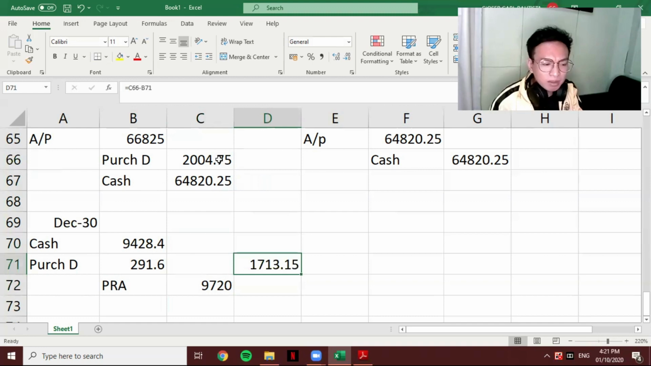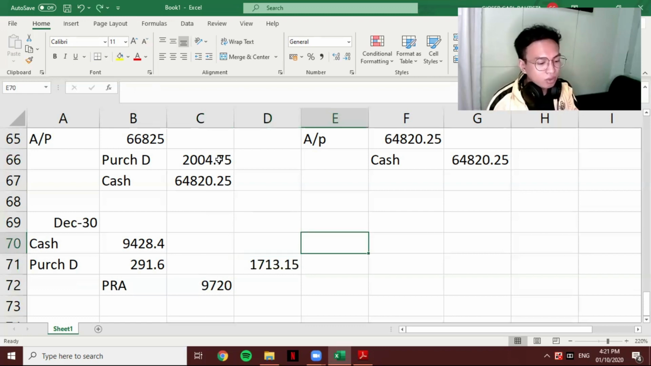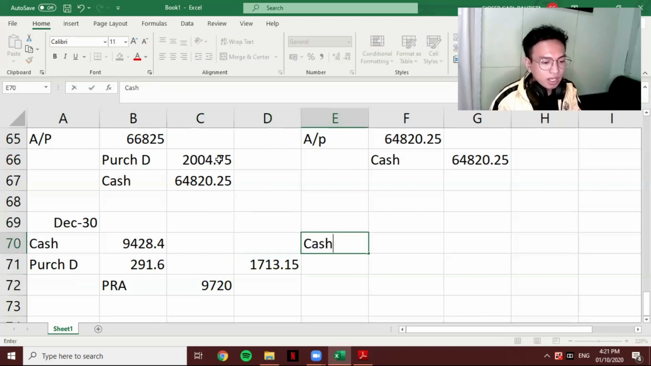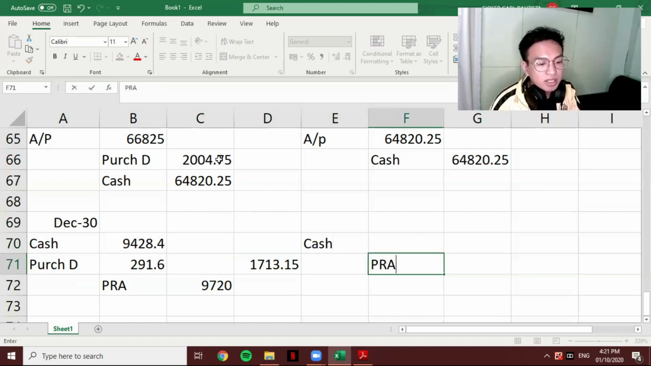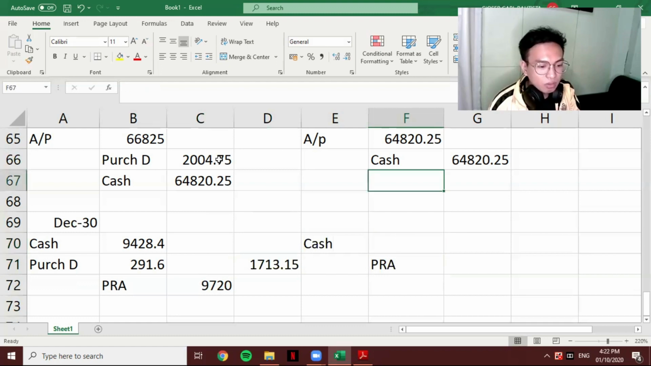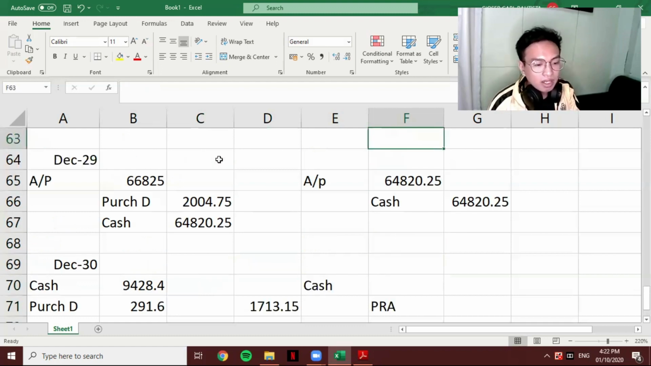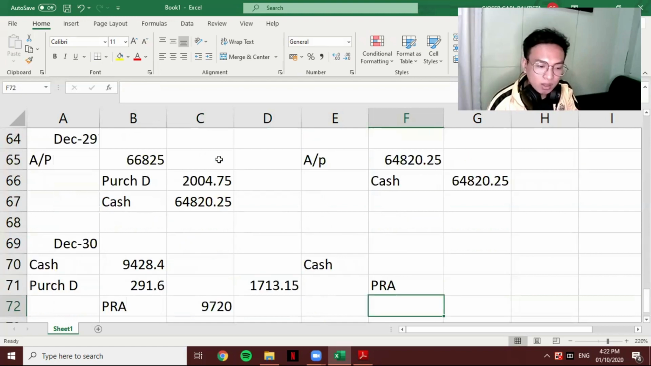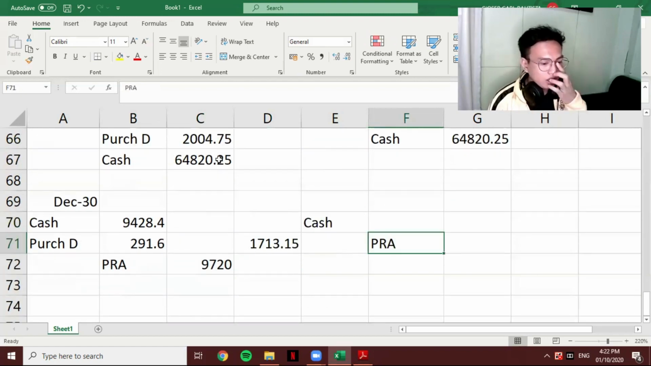What if you use net method? Yan. Okay, balik natin. Hayaan natin nandyan yan. You will just have to return a part of your cash and purchase returns and allowances. Mas madali. No? Na dahil whether or not may discount ka makuha or wala.